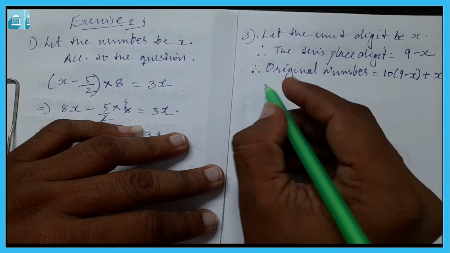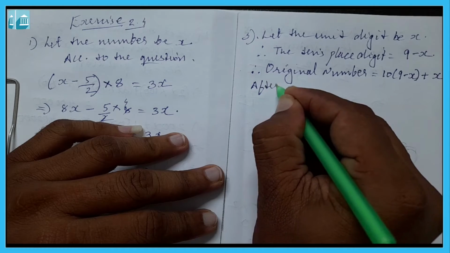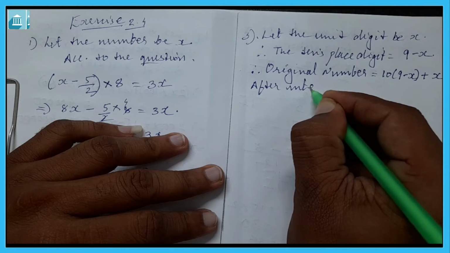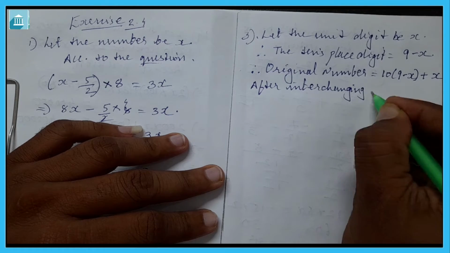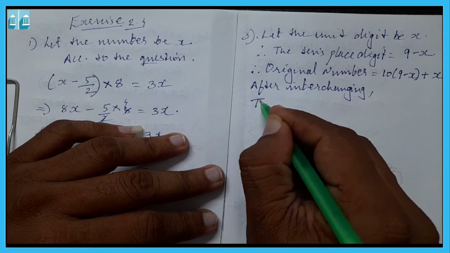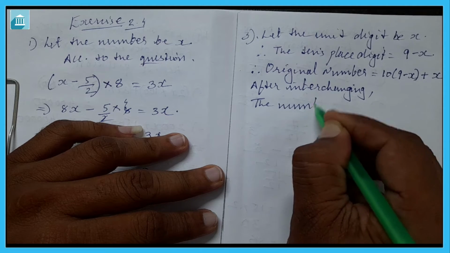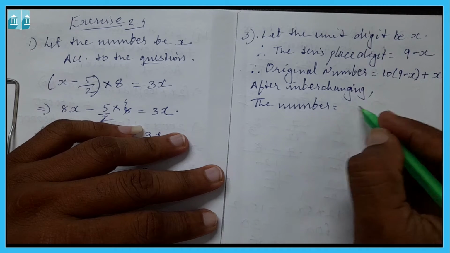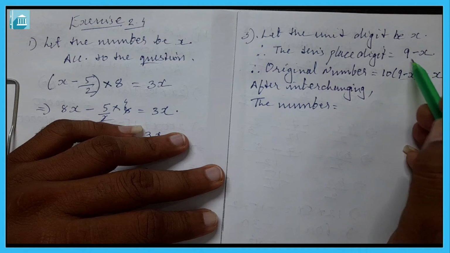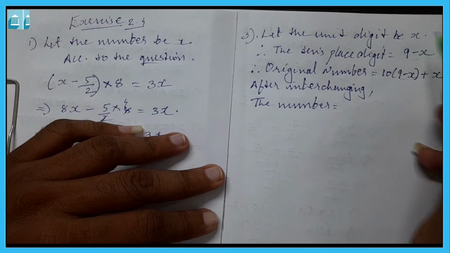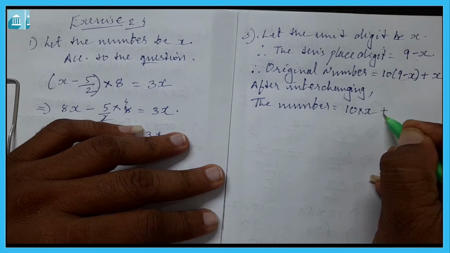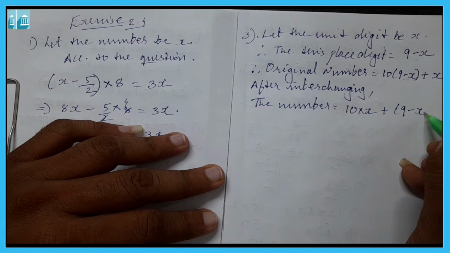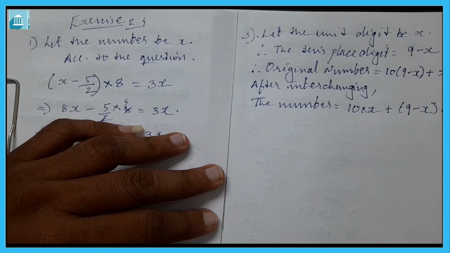Now when we interchange the digits, the tens place will go to the ones place and the ones place will go to the tens place. It means the number will be 10 into x plus 9 minus x. When we interchange it, it will be 10 into x plus 9 minus x.